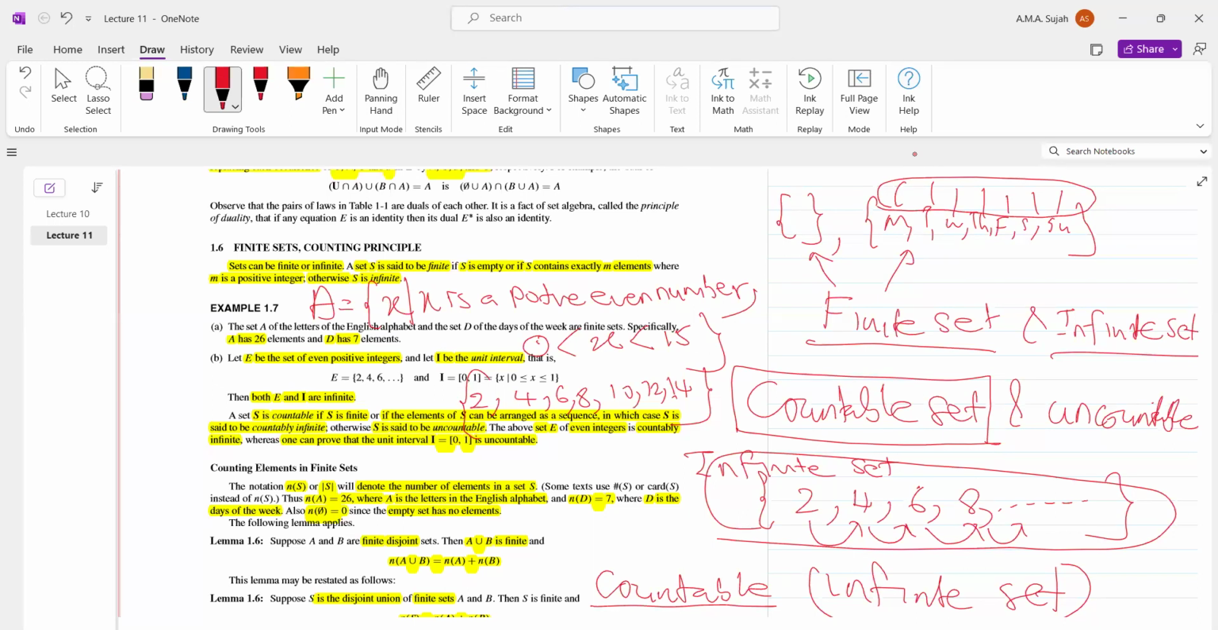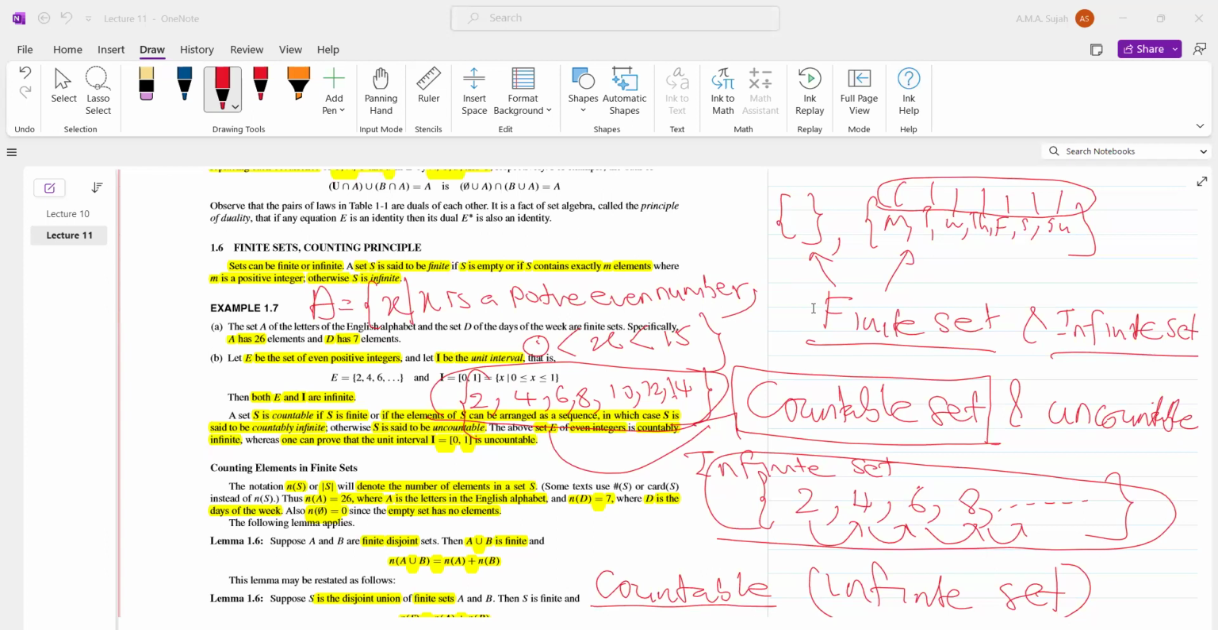What do you think about the countability of this set? Whether it's a countable set or uncountable set or countable infinite set. What do you think? If any set becomes a finite set, we can directly say this is a countable set, right? Yeah, very good. So if any set becomes a finite set, definitely it becomes a countable set, right?